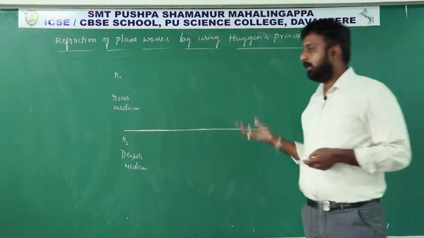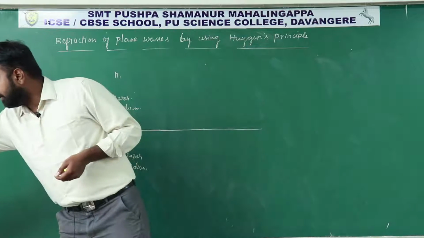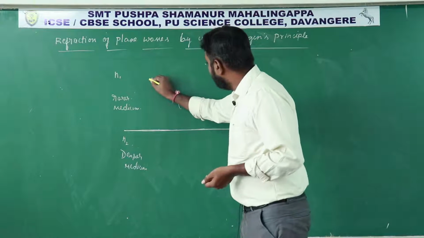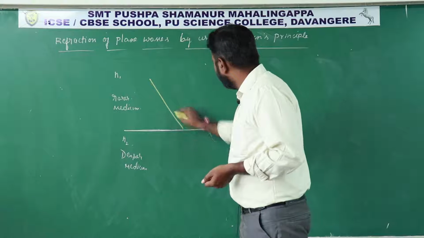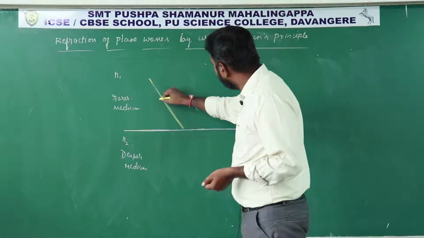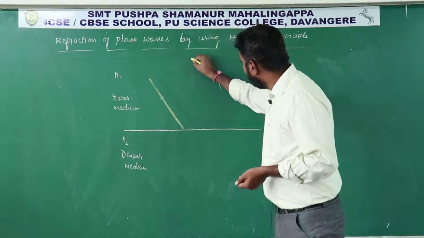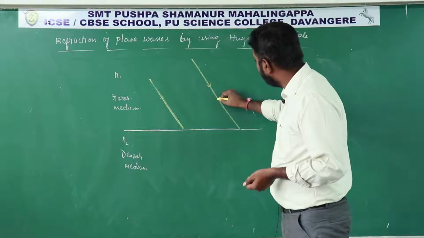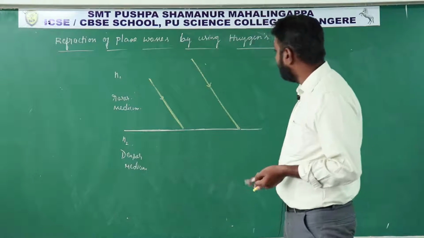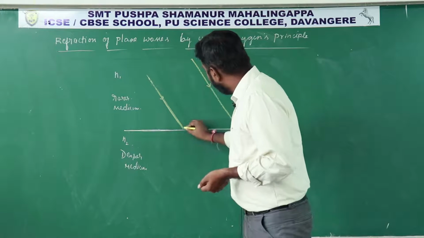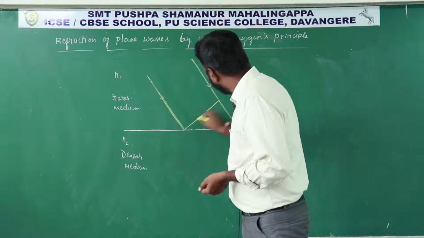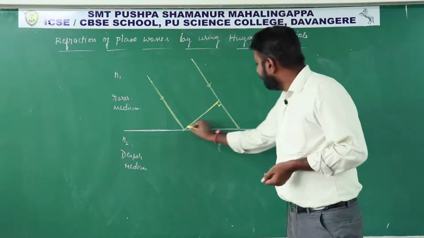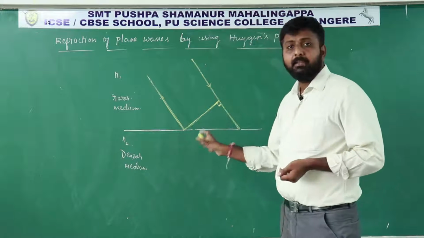Plane wave or plane wavefront. How to represent the plane wavefront means, so in this way, this straight line is representing a ray of light. Okay, so for this straight line, if you draw a perpendicular line like this, okay, so this is nothing but a plane wavefront.